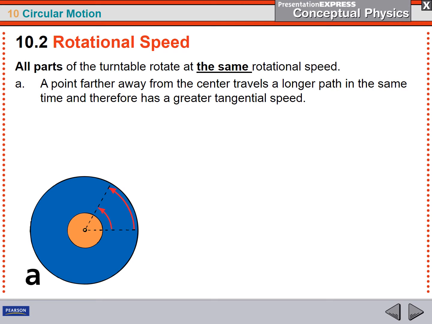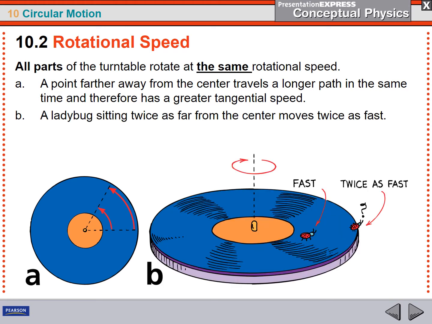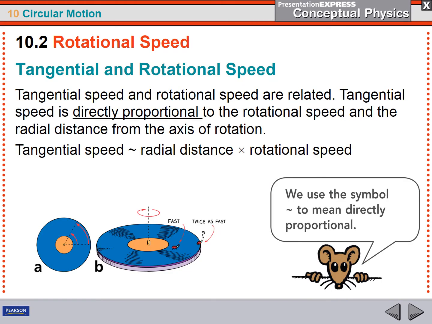A point farther away from the center travels a longer path in the same time and therefore has a greater tangential speed. Look at the bugs in the picture. A ladybug sitting twice as far from the center moves twice as fast. Tangential speed and rotational speed are related.